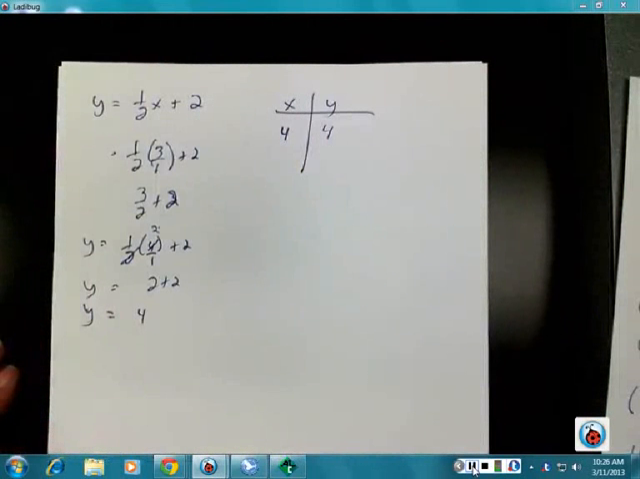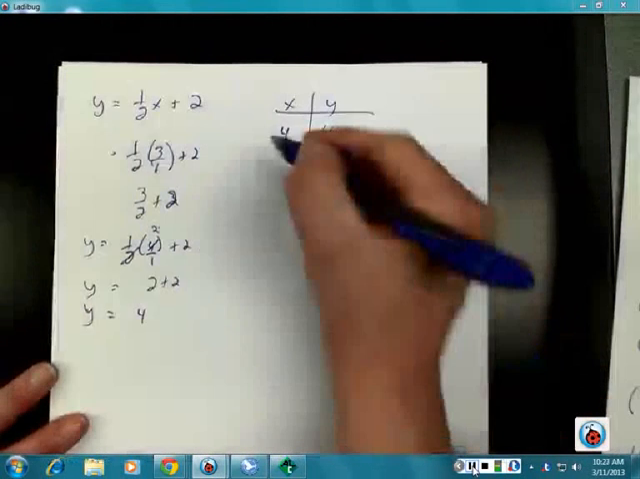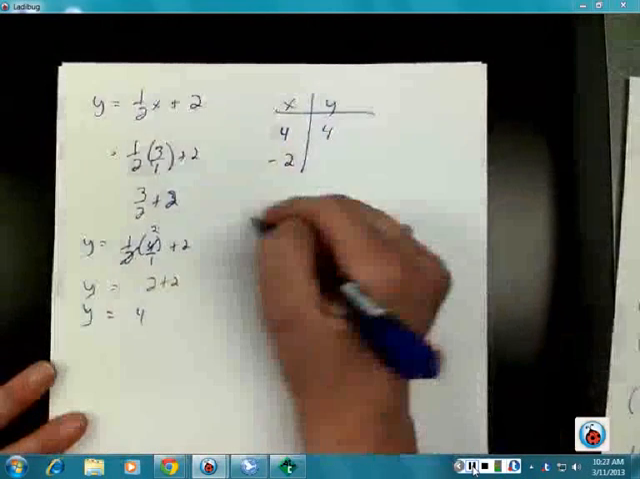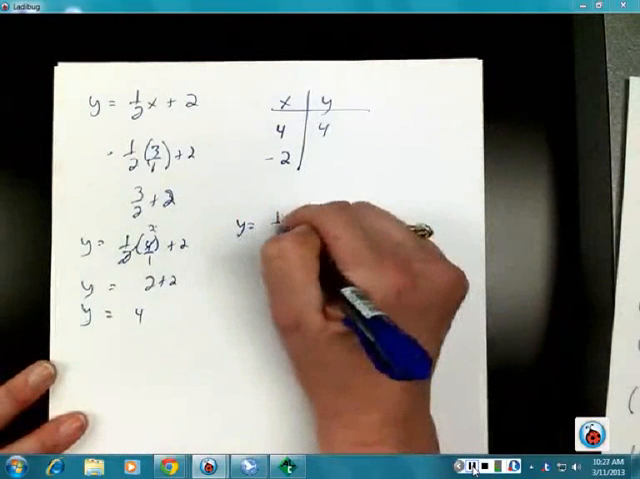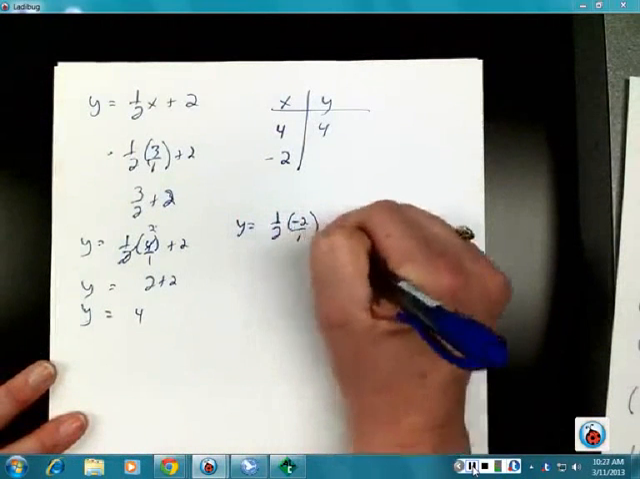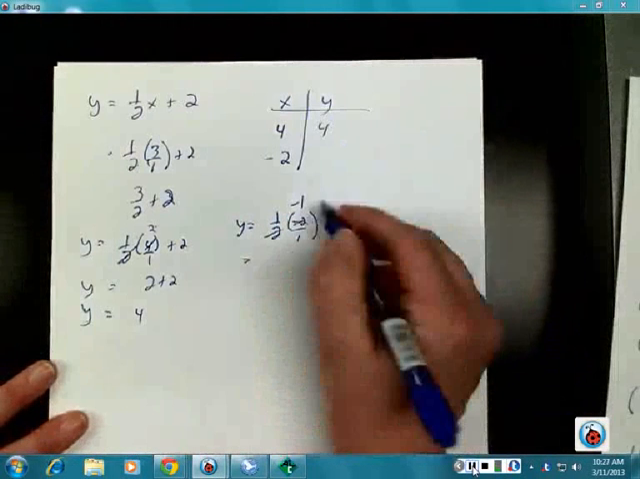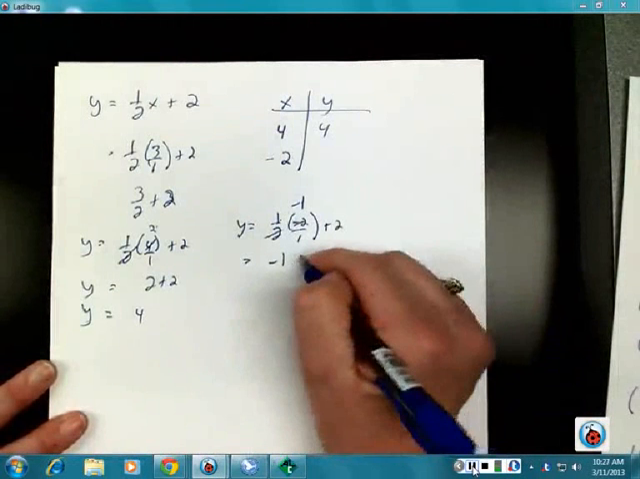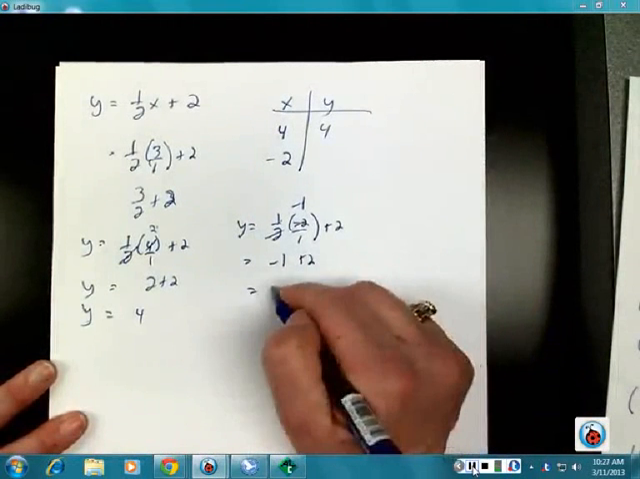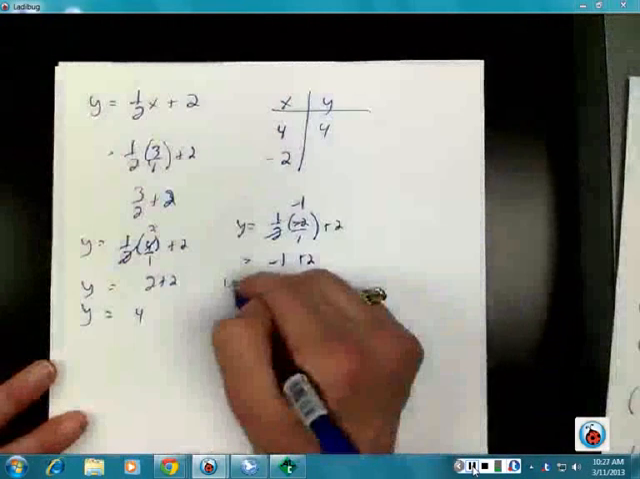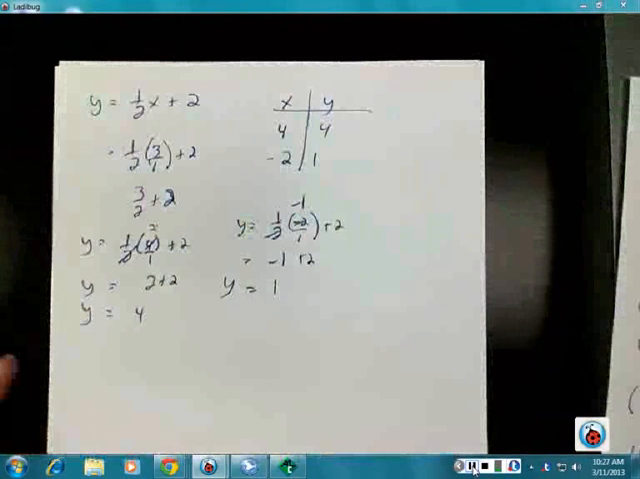Right. Then if I would have put in a negative 2, I would have had y equals 1/2 times negative 2 over 1 plus 2. These still would cancel, but a negative 1 times 1 is a negative 1 plus 2. And so I end up with a positive 1 then. Okay? So when it's at a negative 2, I get a positive 1.